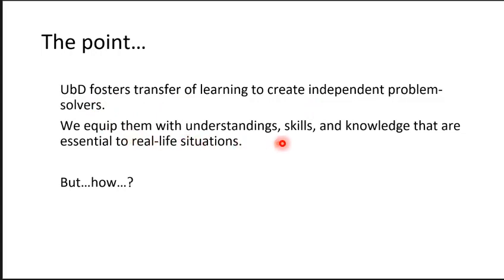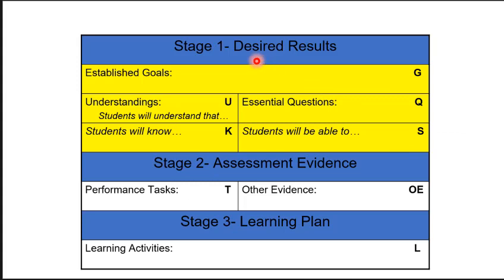We equip them with understanding, skills, and knowledge that are essential to real life situations. So here is the enduring understanding. They need them to become independent. But how? How will they become independent?